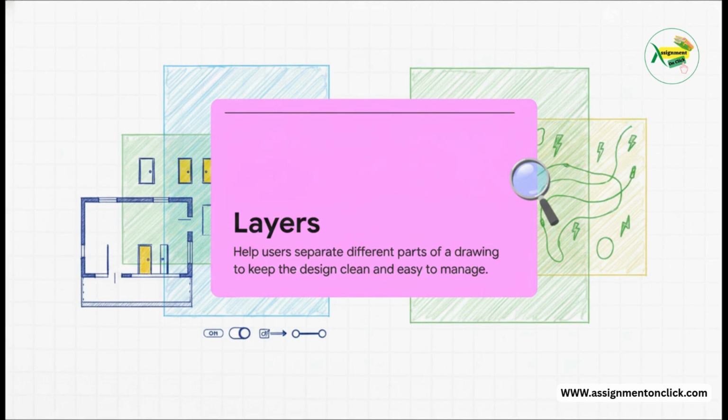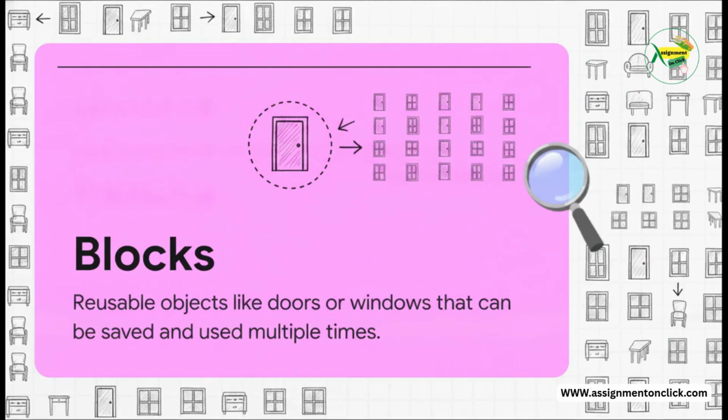There's a system to separate different parts of your design. You can put all your walls on one layer, your doors on another, and your electrical lines on yet another. Then you can just toggle those layers on and off whenever you want, keeping your workspace incredibly clean and easy to manage.